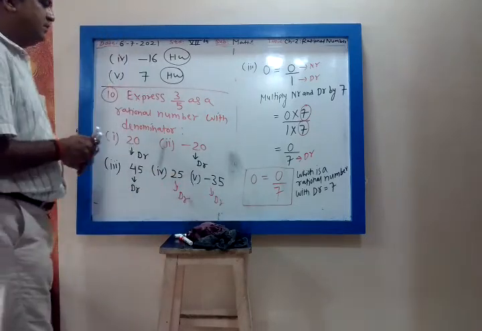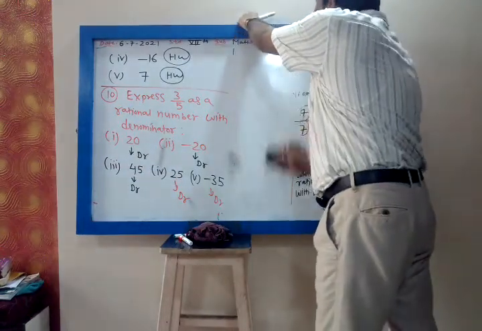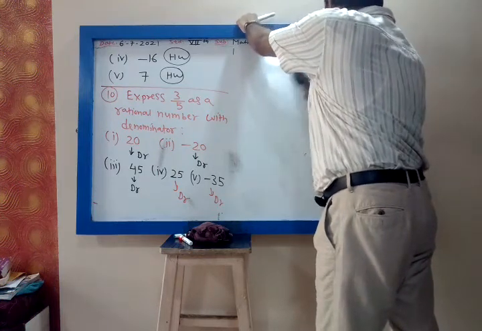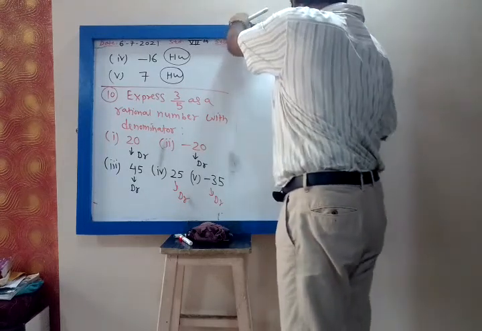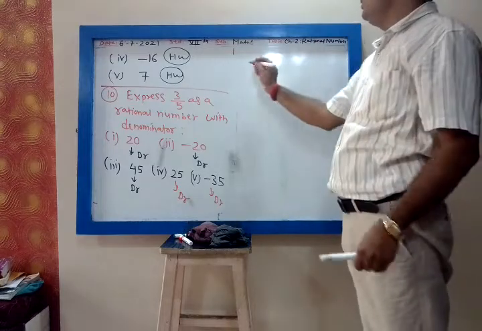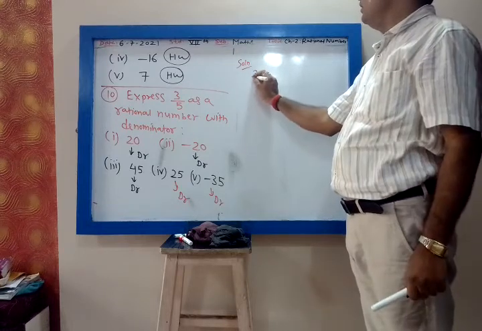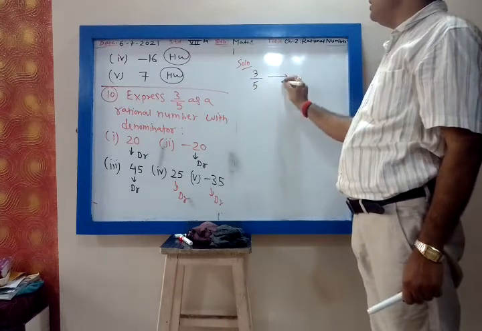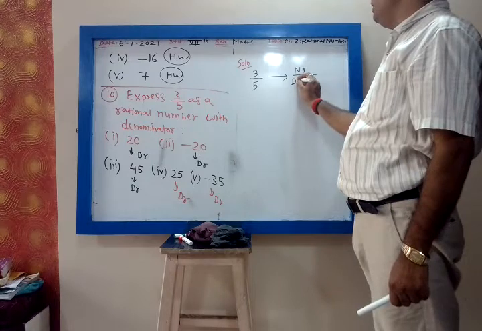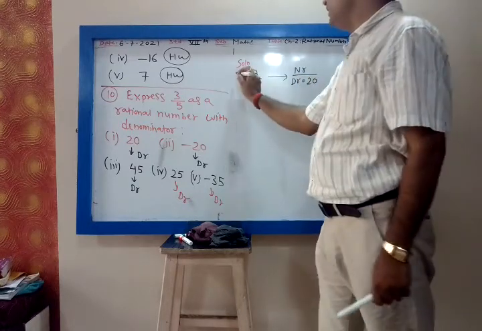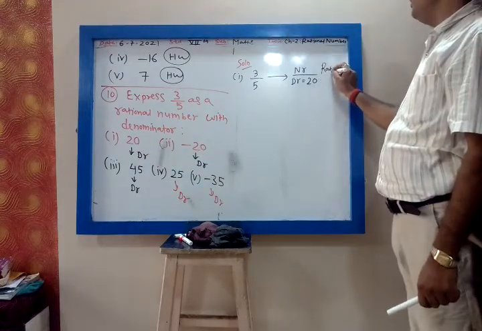That's all. Okay. So let us solve this first. You have to express 3 upon 5 as a rational number with denominator first 20. First we want the denominator as 20. So 3 upon 5 is a rational number. We have to convert it to a rational number numerator upon denominator, where you want denominator 20.